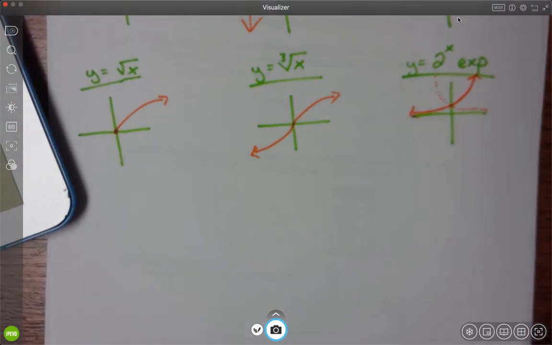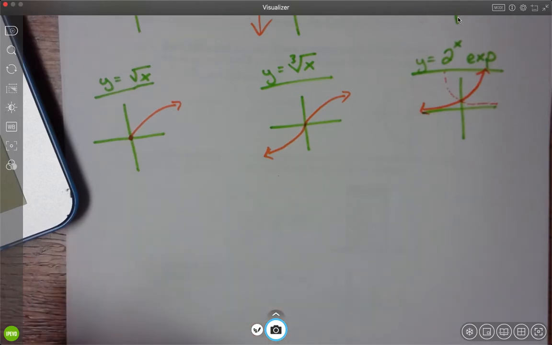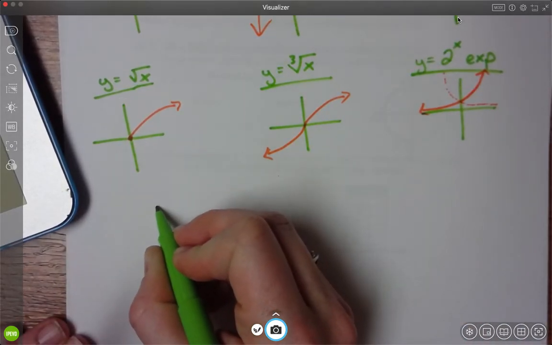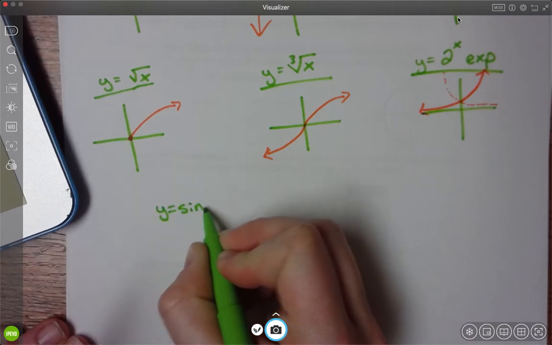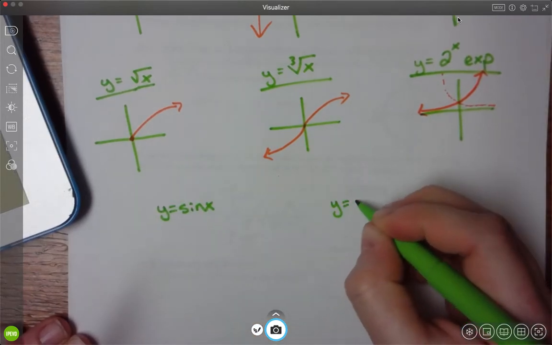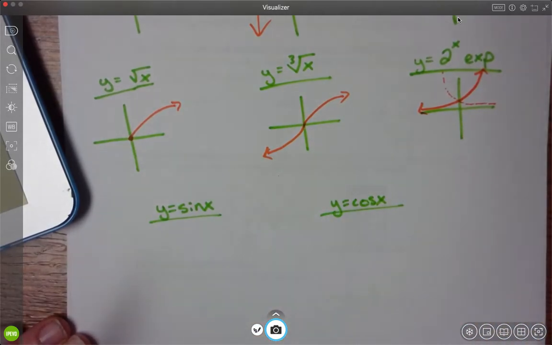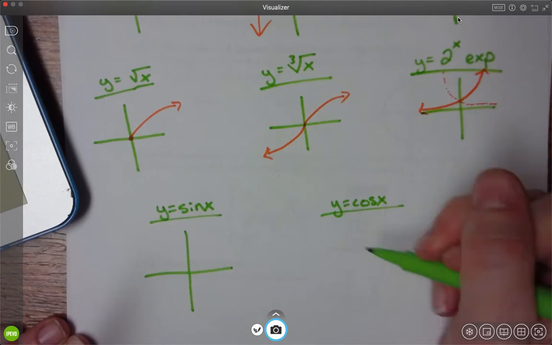But now we're going to talk about periodic functions. Two of the main periodic functions that we're going to deal with are y equals sine of x and y equals cosine of x. I'm not going to talk too much about tangent and what its function looks like, because it is really weird.